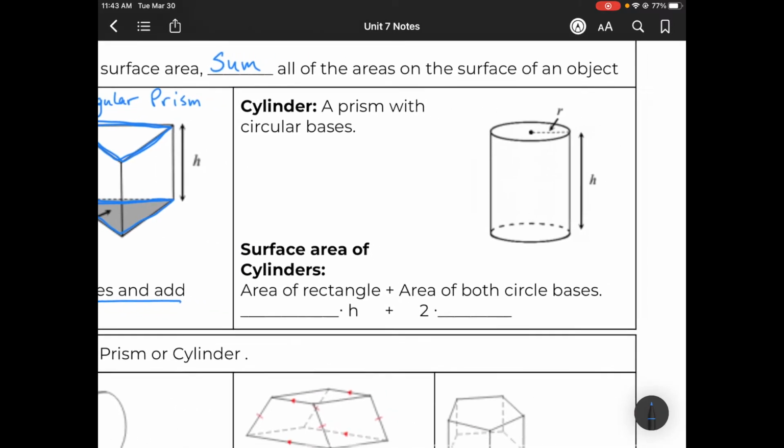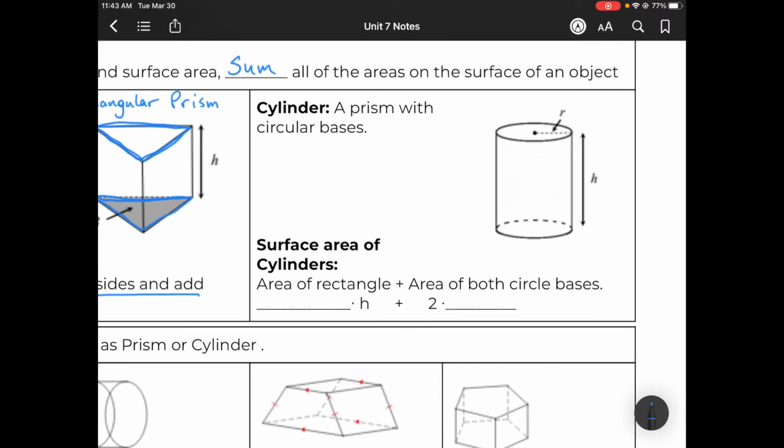Now, if the bases of a prism are in fact circles, then we don't really call that a circular prism. We call that a cylinder. It has a special name, and a cylinder has a special surface area formula that we're going to get to. I'm going to tell you what it is first, and then I'm going to explain where that comes from. So I'm going to write what the surface area of a cylinder is. The surface area of any cylinder is equal to 2 pi r squared plus 2 pi r h.